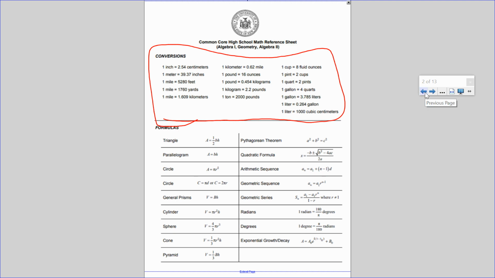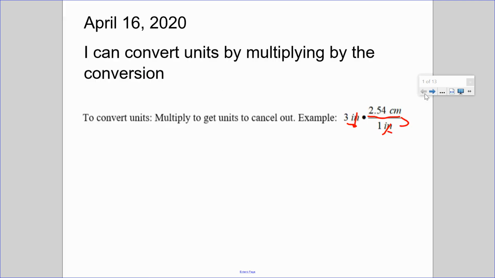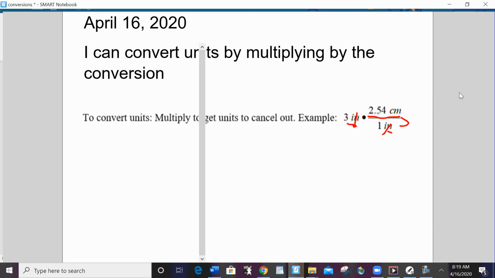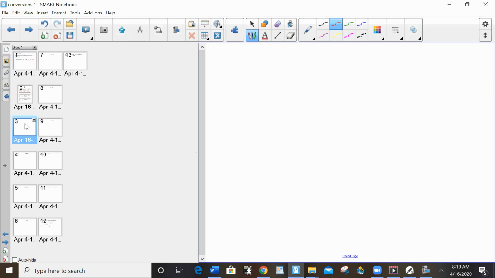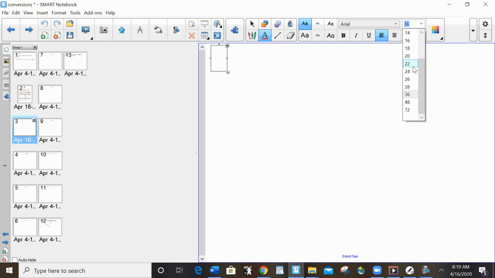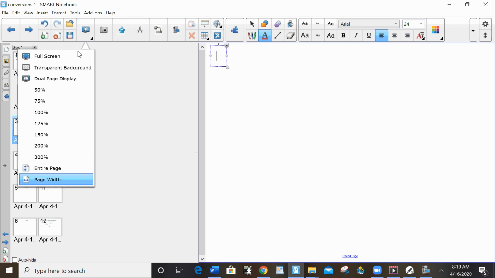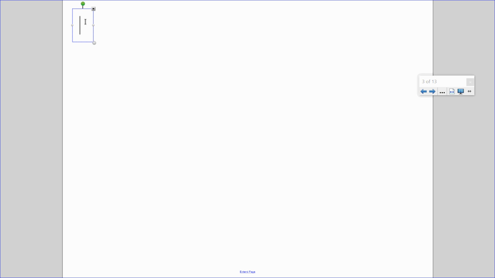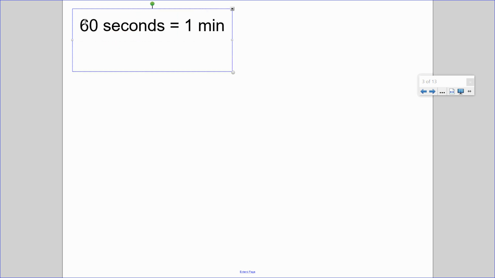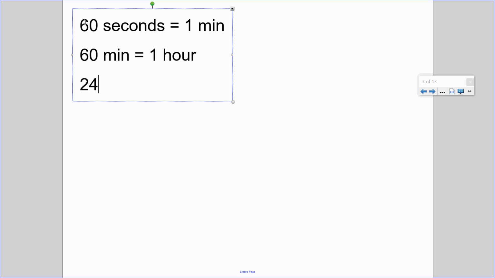You'll see that we may use one or two of them. But let's talk about the conversions that you're expected to know. You're expected to know that there are, let's start with the non-metrics. You're expected to know that there are 60 seconds in 1 minute. You're expected to know that there are 60 minutes in 1 hour. You're expected to know that there are 24 hours in 1 day.